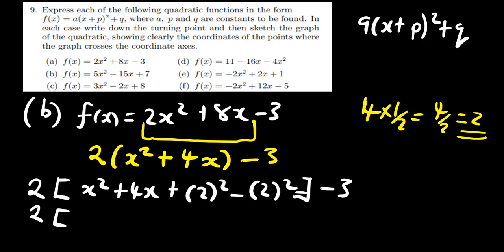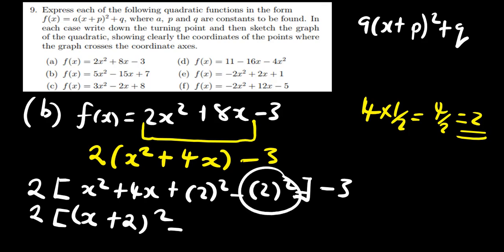Then what I'm going to do, I'm going to ignore this 4x, the one that we've halved. Then I'm going to put those ones with the squares in the same bracket. Okay, so let me just do that. So I'm going to have x plus 2, this is squared, then minus 2 squared, it will give me a 4. So I'll have a 4. Okay, then there's a minus. Don't forget your minus 3 outside.